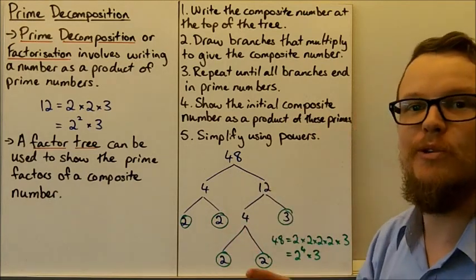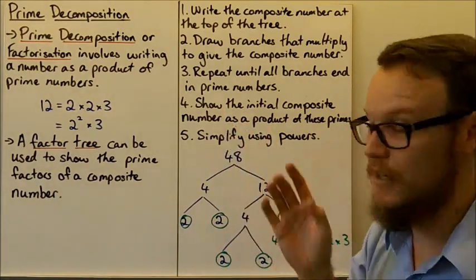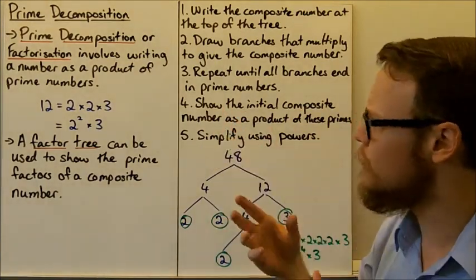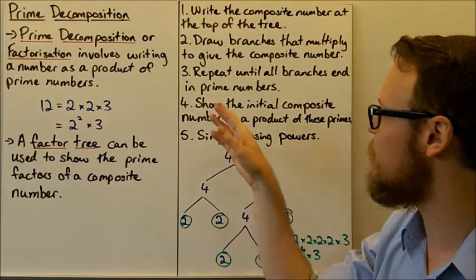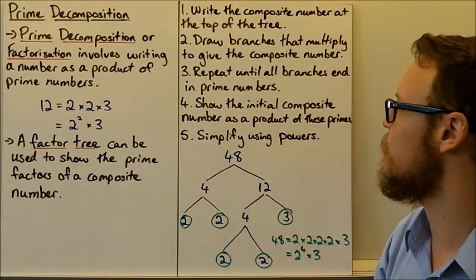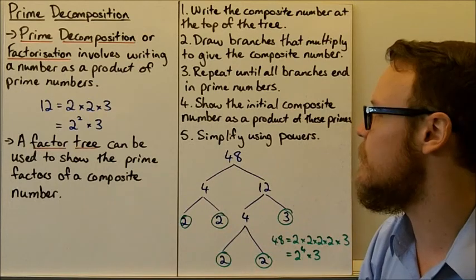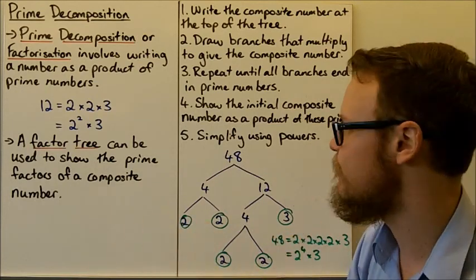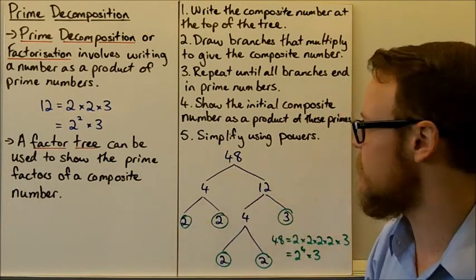We can circle the prime numbers to visually show us that they are prime, and then we show the initial composite number as a product of these primes. We write it as a number sentence, as an expression. And then lastly, we simplify using powers.